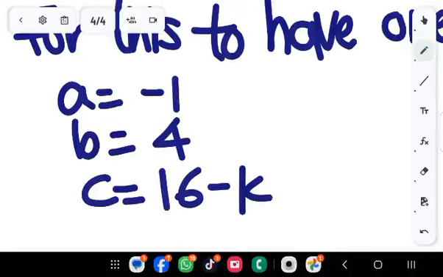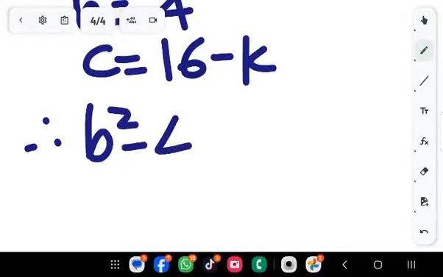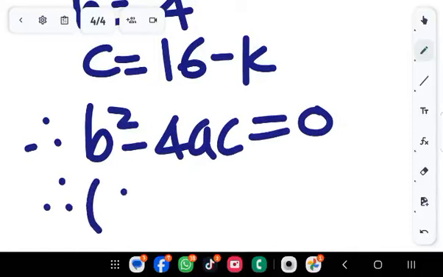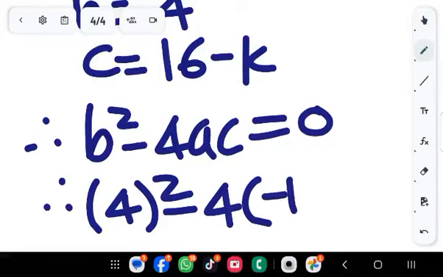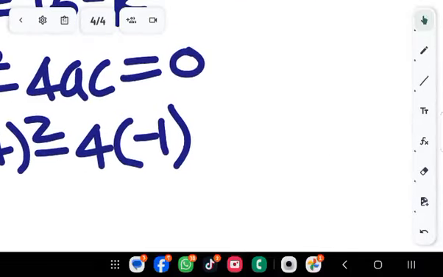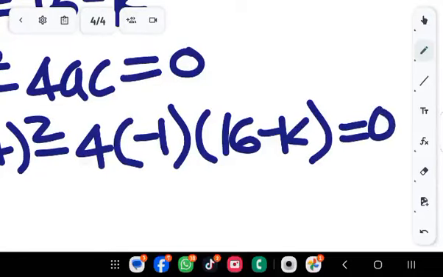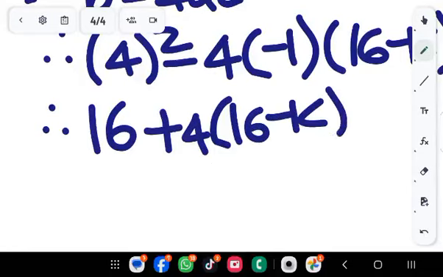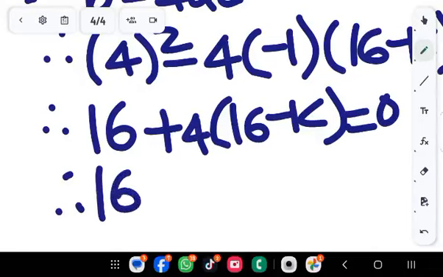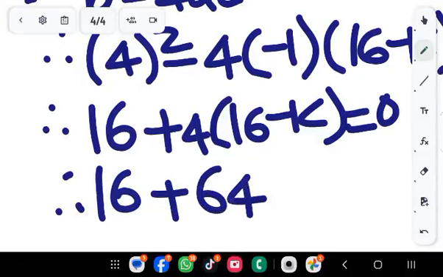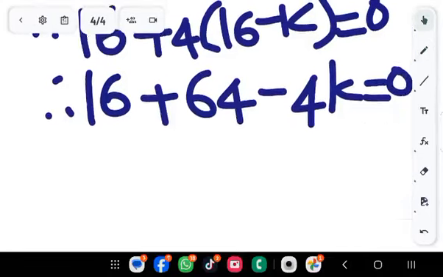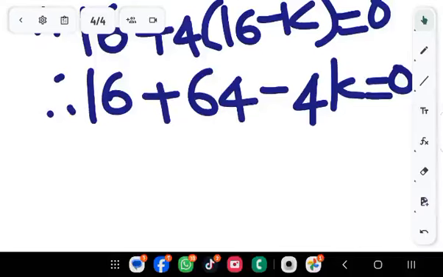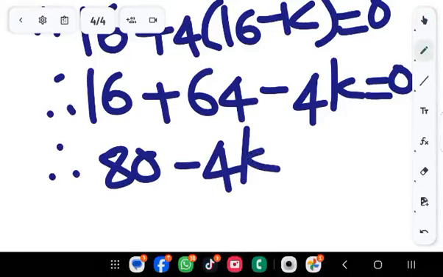The discriminant, b squared minus 4ac, must be equal to 0. That is 4 all squared minus 4, a is negative 1, and c is 16 minus k, and that must be equal to 0. Now 16 plus 4 times (16 minus k) must be equal to 0. 4 times 16 is 64, minus 4k equals 0. 16 plus 64 is 80. Therefore, 80 minus 4k equals 0.